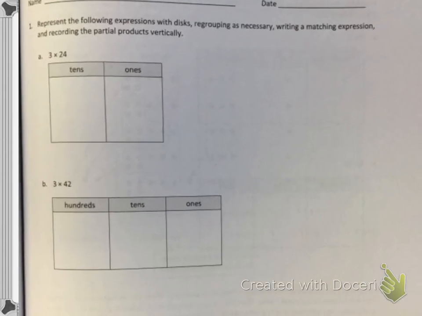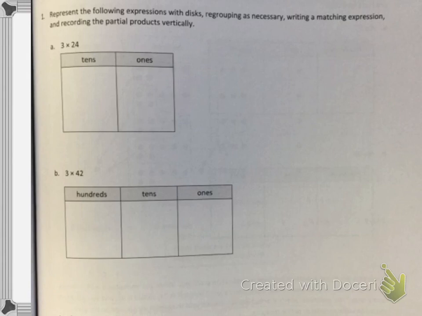All right, let's zoom on in. Work with the first two. So we're working with 24 times 3. Let's work with our place value first. We're going to have 4 1s and 2 10s. Our multiplier is this 3.